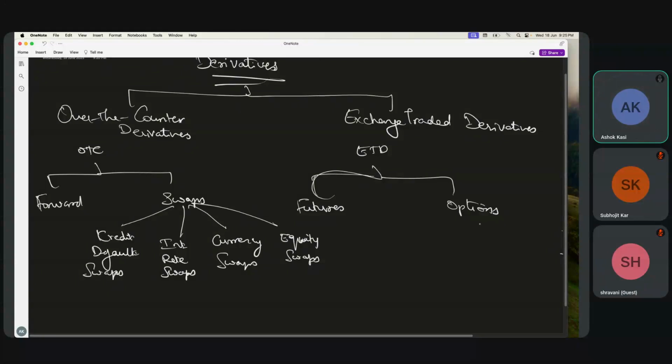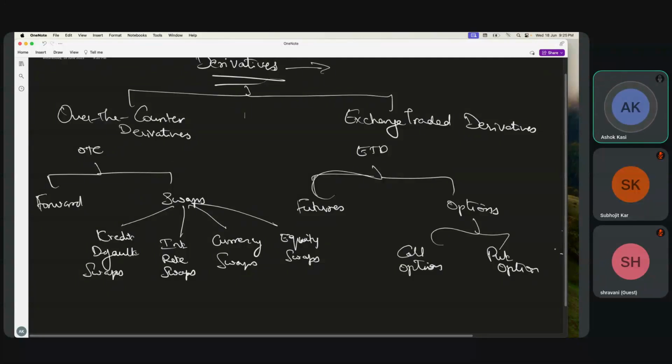Then options have been further categorized into call option and put option. So this is what we are going to see, plus many more things. Now the journey will begin from what is derivatives.